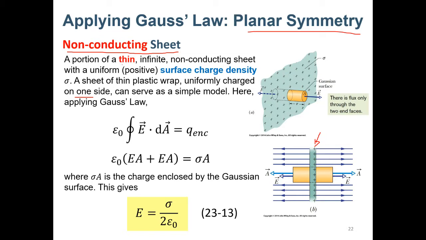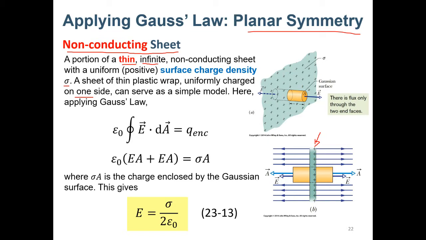Now we consider a thin sheet. Since it is thin, we can call it one side, because thin means the thickness is zero. It is an infinitely large non-conducting sheet with uniform positive surface charge density sigma. A sheet of thin plastic uniformly charged on one side can serve as a simple model. Here we apply Gauss's law.